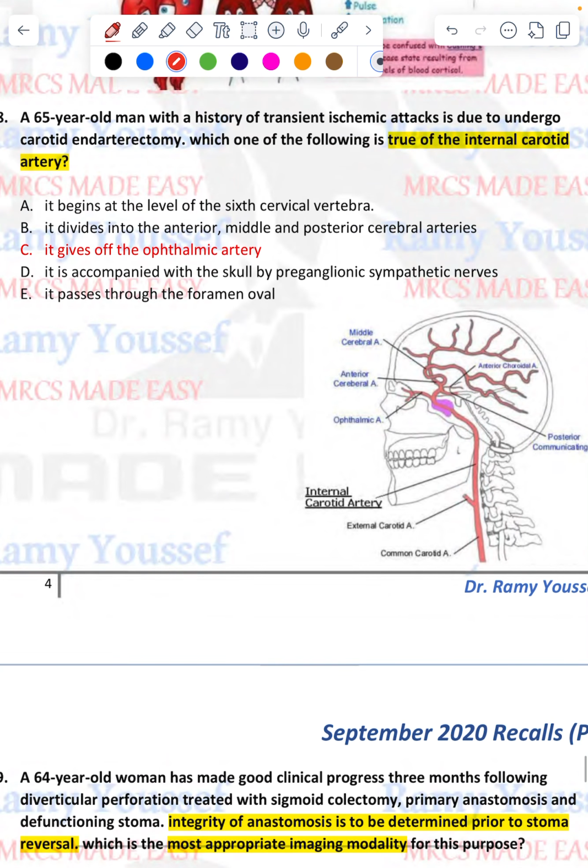A 9-year-old female made good clinical progress 3 months following diabetic perforation treatment with sigmoid colectomy. Primary anastomosis, a defunctioning stoma is done. Integrity of anastomosis.